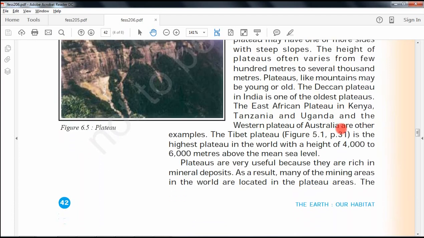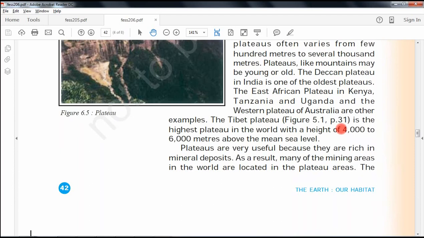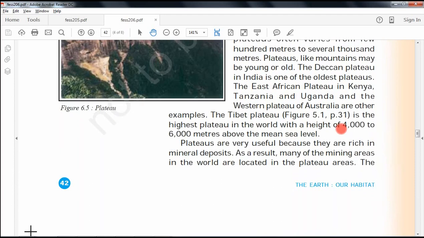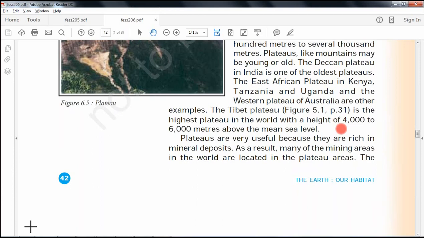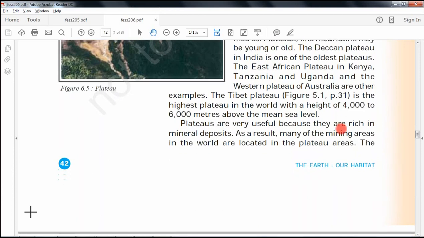Plateaus, like mountains, can be young or old. In India, we have examples of very old plateaus, that is the Deccan Plateau. The East African Plateau in Kenya, Tanzania and Uganda, and the Western Plateau of Australia are other examples. The Tibet Plateau is the highest plateau in the world with a height of 4,000 to 6,000 meters above the mean sea level. See, many of the mountains in the world won't come into this range of 6,000 meters. So this is higher than some of the mountains.